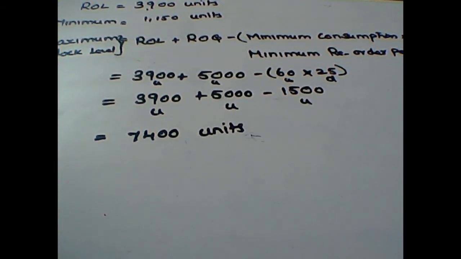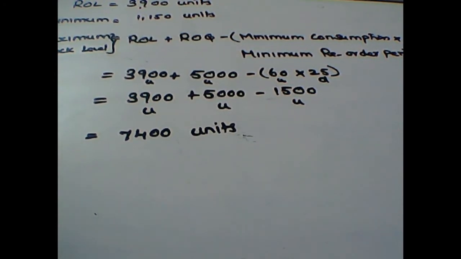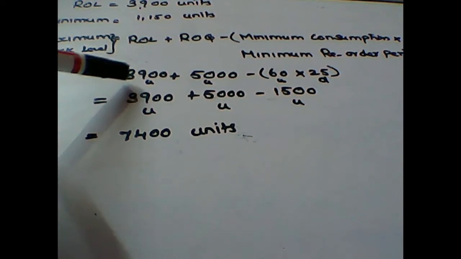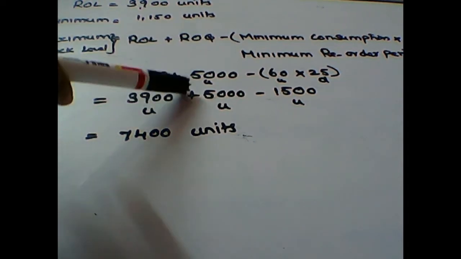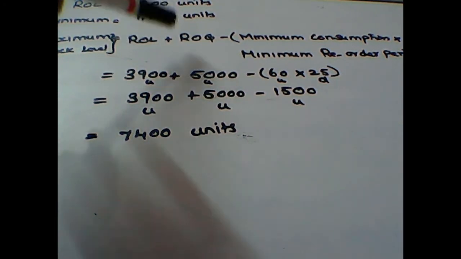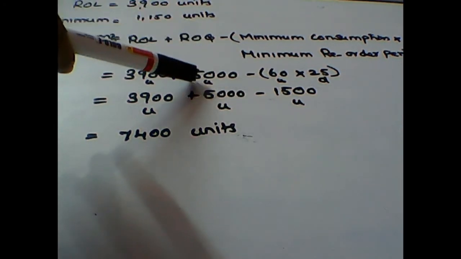And now we are going to calculate the maximum stock level. Here the maximum stock level formula is ROL plus ROQ minus minimum consumption into minimum reorder period. So this is the formula. For that we are having this ROL. ROL we have calculated earlier, that is 3900 units, plus ROQ. What is the value for ROQ? It was given in the problem as economic order quantity. ROQ is otherwise called economic order quantity. So the units is 5000 units.